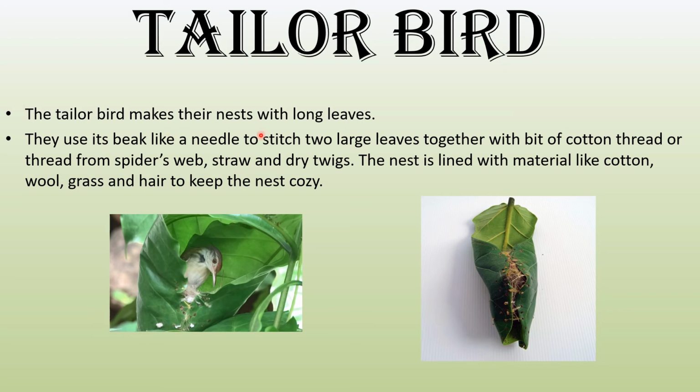The tailor bird makes its nest with long leaves. They use a beak like a needle to stitch the two large leaves together with cotton thread or thread from the spider. And it also uses straws and dry twigs. The nest is lined with materials like cotton, wool or grass to keep the nest cozy.